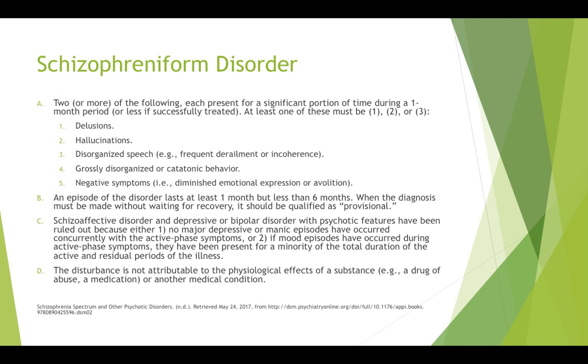Schizophreniform disorder criteria include A, two or more of the following, and once again, these are present for a significant portion of time during a 1-month period, not as long if successfully treated. One of them must be one of the first three of the 5 domains, and those 5 domains, as a reminder, in order are delusions, hallucinations, disorganized speech, grossly disorganized or catatonic behavior, and negative symptoms.